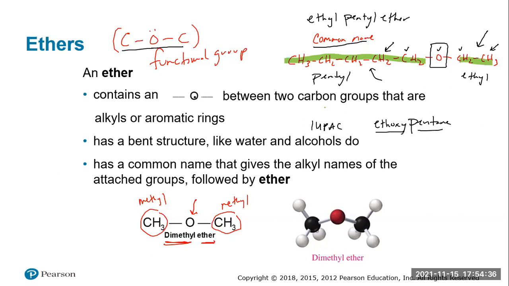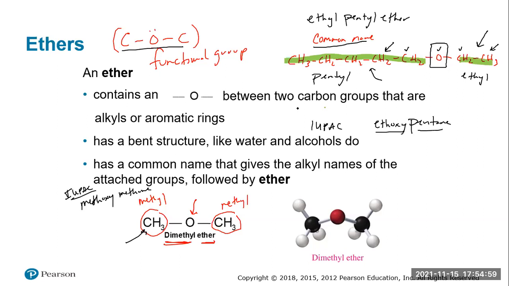Just like down here, this one would be something like methoxy, because methane is the smallest group and also the largest group here. Methoxymethane would be the more IUPAC way of naming this one. Any questions on that there?